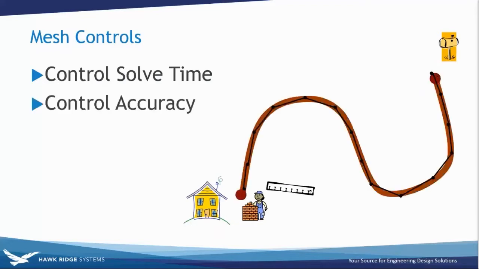The other half of the balancing act is the solution accuracy. So as we can see in the bottom right-hand corner here, the yardstick cuts the corner and does not follow the curvature of the path. The large linear segments are a rough approximation in some areas.